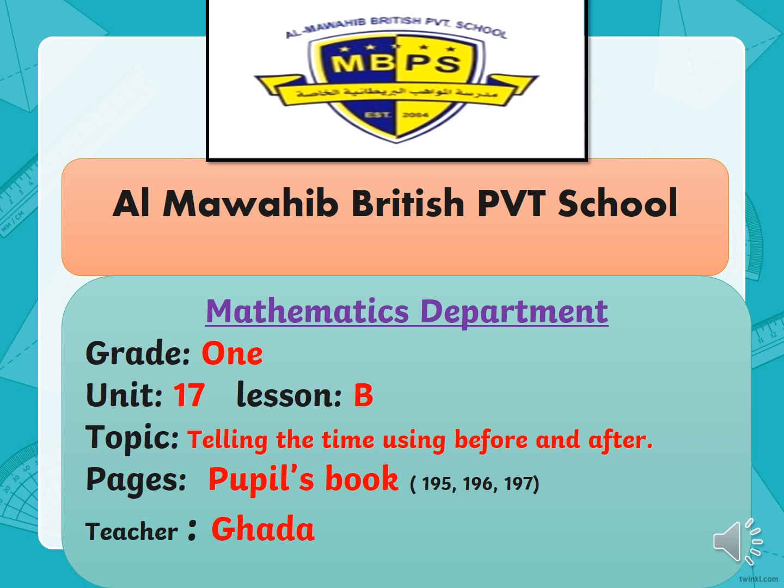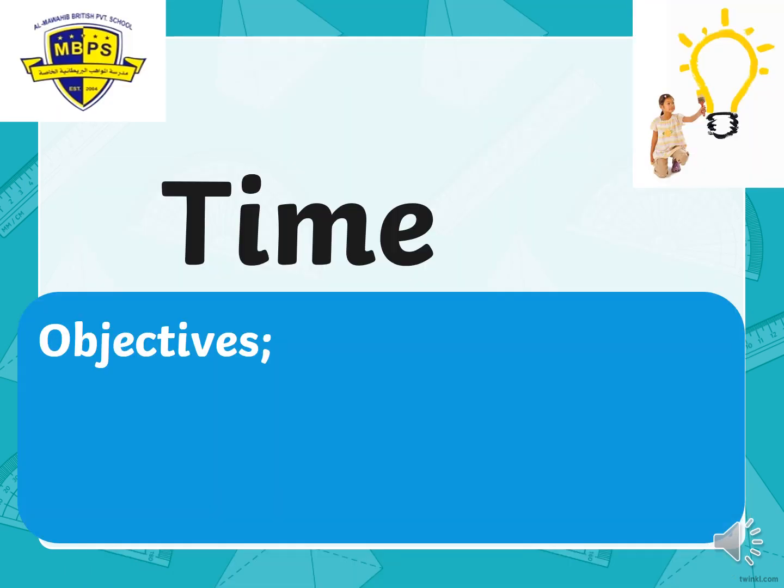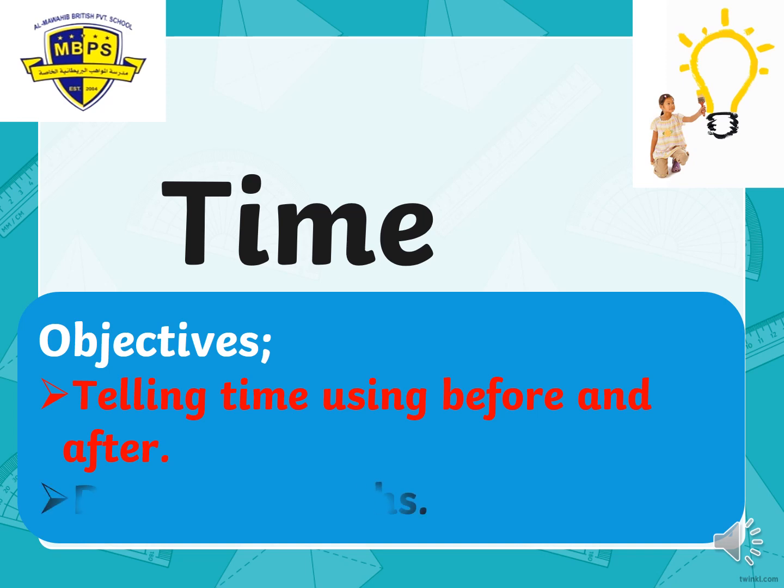Today we are going to complete Unit 17, Lesson B. Our topic is about telling the time using before and after. You can follow this topic in your pupils book pages 195, 196, and 197. Let's read our objectives for today. Today we are going to learn telling the time using before and after. And also we are going to have a short revision regarding days and months.